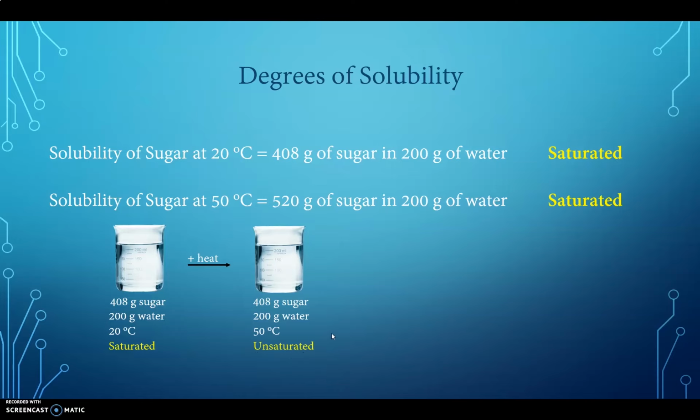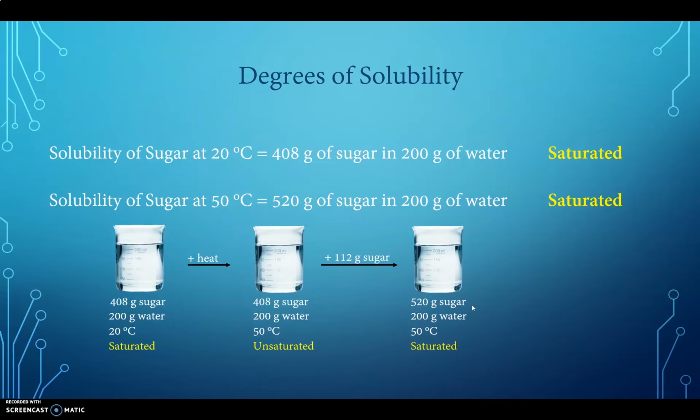Now let's continue on. Let's go ahead and take this warmer solution at 50 degrees and add another 112 grams of sugar, bringing it up to a total of 520. If we do that, we now once again have the maximum amount of sugar that you can dissolve in 200 grams of water at 50 degrees Celsius, and so we're back to being saturated again. So saturated is a different amount depending on what your temperature is.